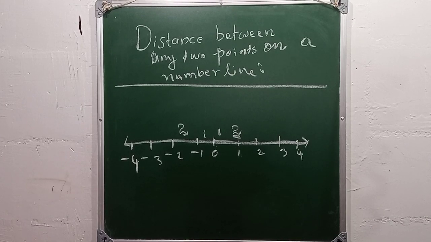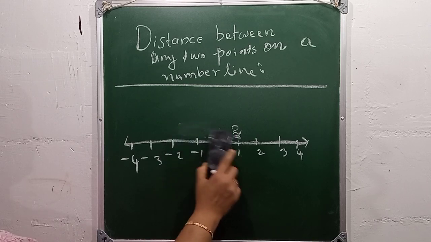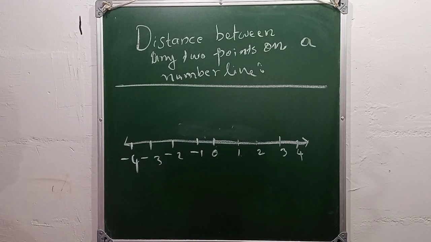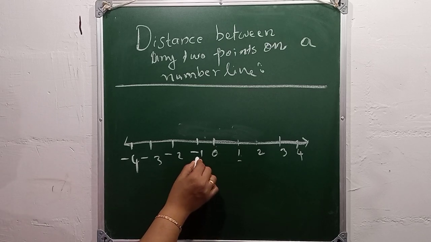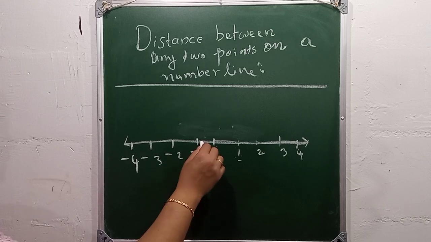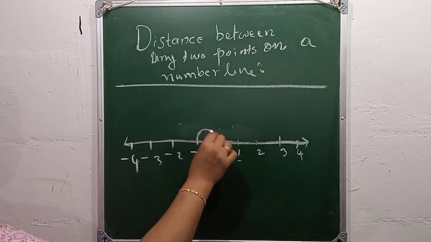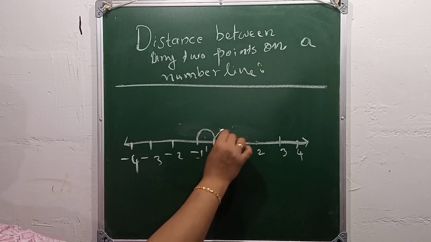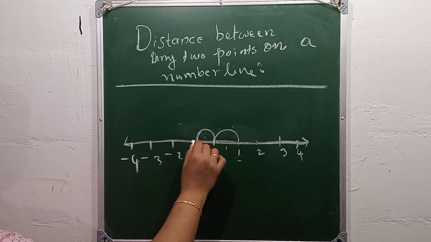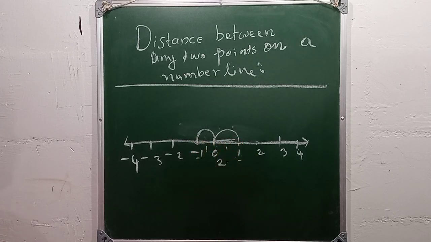Then what about the distance between the points negative 1 and 1? How do we find this? How do we find the distance between negative 1 and 1? Yes, using the number line we can see that this distance from negative 1 to 0 is 1 unit, and this one is 1. So totally 2 units, right?